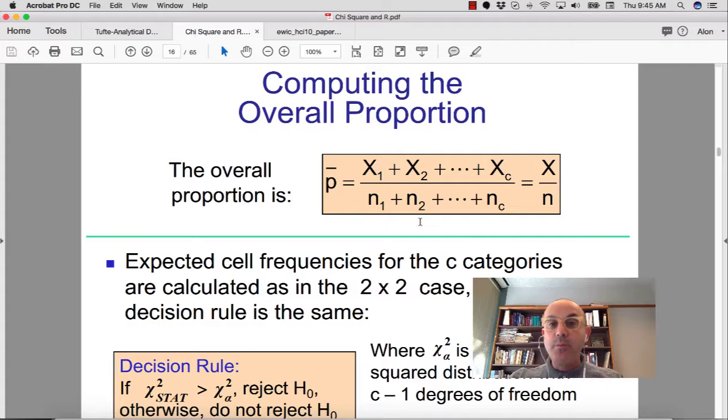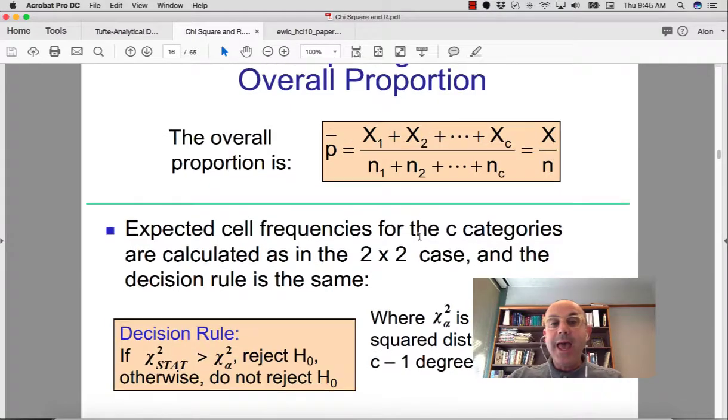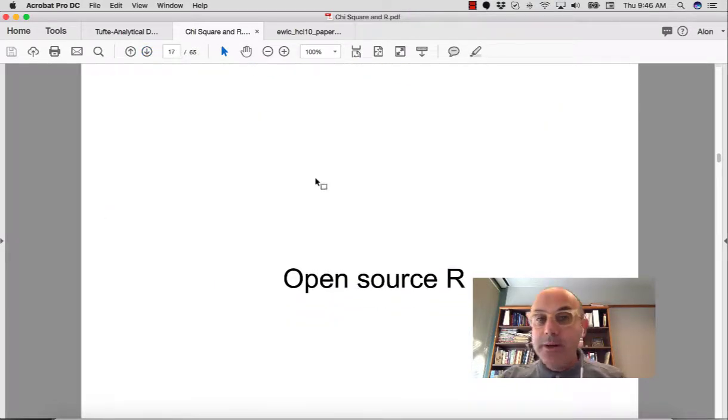And so for computing the overall proportion, this is the formula that we use in order for us to do that. And again, the expected cell frequency for the C categories is calculated as in the 2 by 2 case, and the decision rule is the same. And so we have to make the call with regard to the hypothesis testing in open source R.